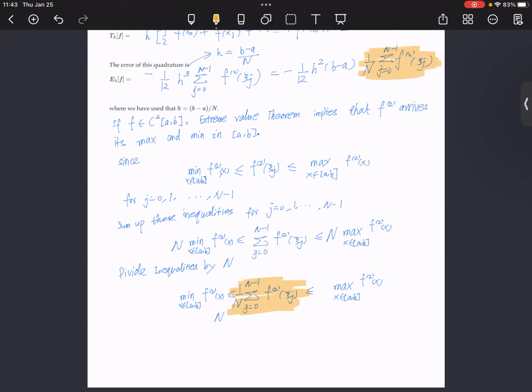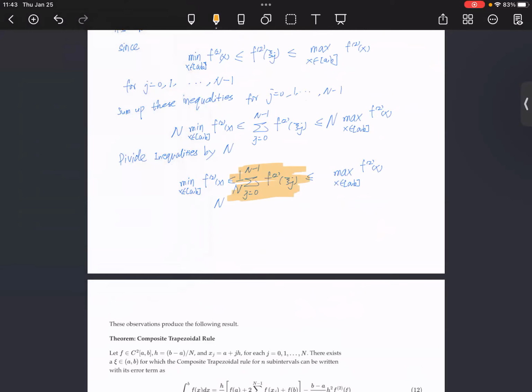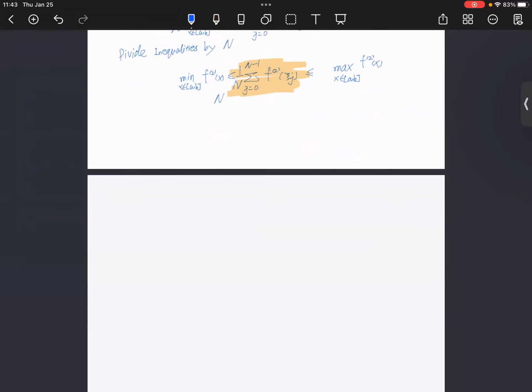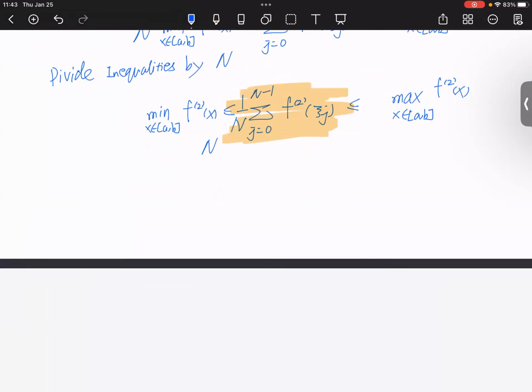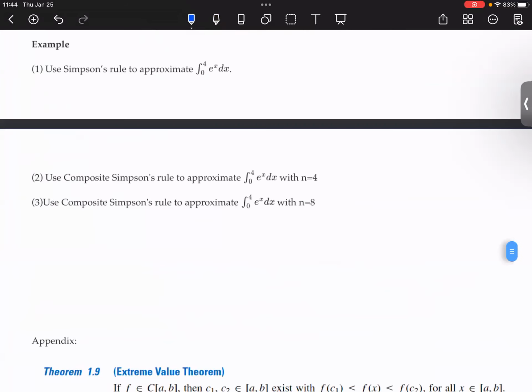So we need one more theorem here, and that theorem you might be very familiar with. Here we want to involve the intermediate value theorem. In case you forgot what the intermediate value theorem is, let's go back and take a look at it.